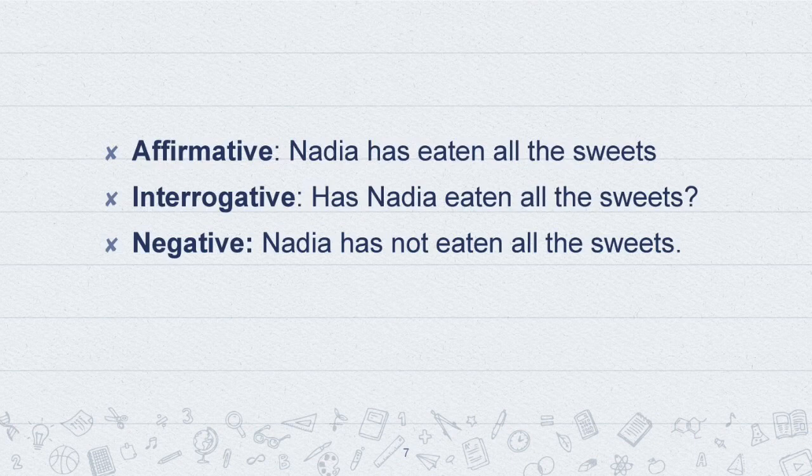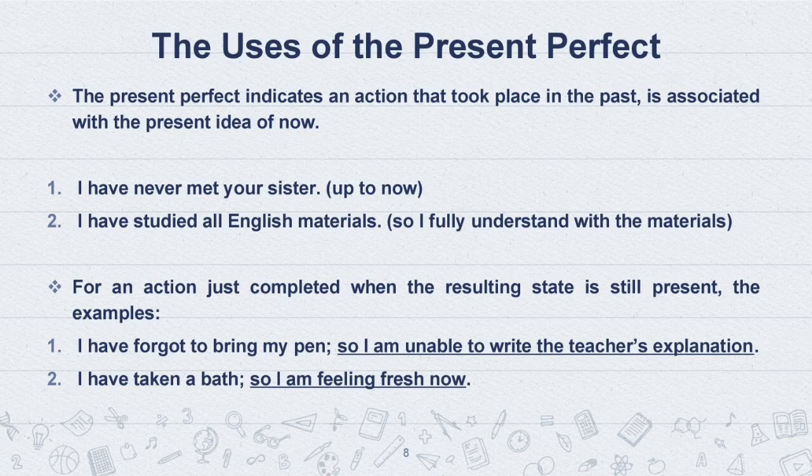Has, karena Nadia adalah singular, maka auxiliary yang digunakan adalah has. Interrogative, has Nadia eaten all the sweets? Oke, diinversi antara subjek dan auxiliary, dirubah posisinya. And negative, Nadia has not eaten all the sweets. Okay, you get it? On the next slide, we are going to have the uses of the present perfect.